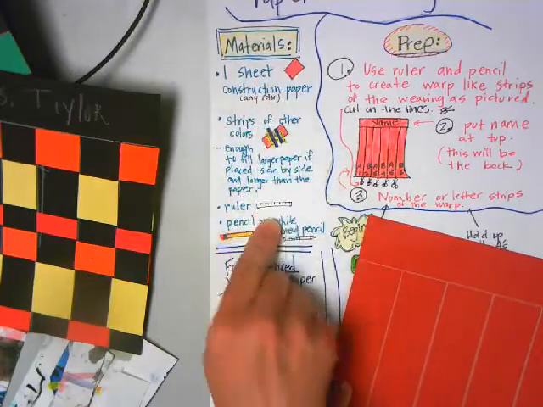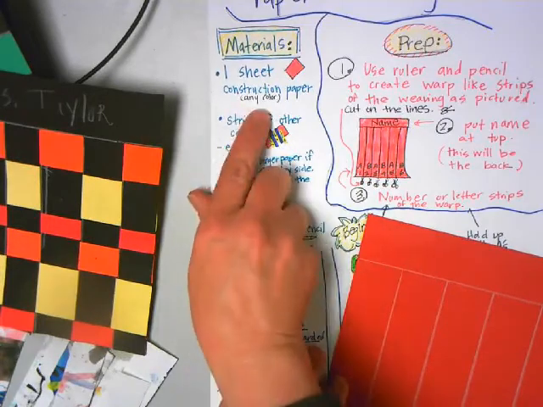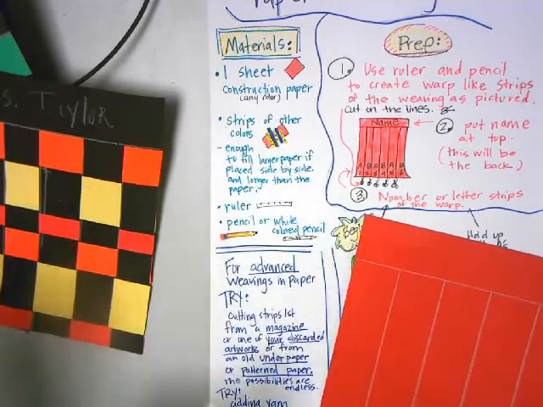Here is the materials list. You will need one sheet of paper. It could be any color. It could be black, it could be red, any color you choose. Some strips of other colors. You can cut those on the paper trimmer.